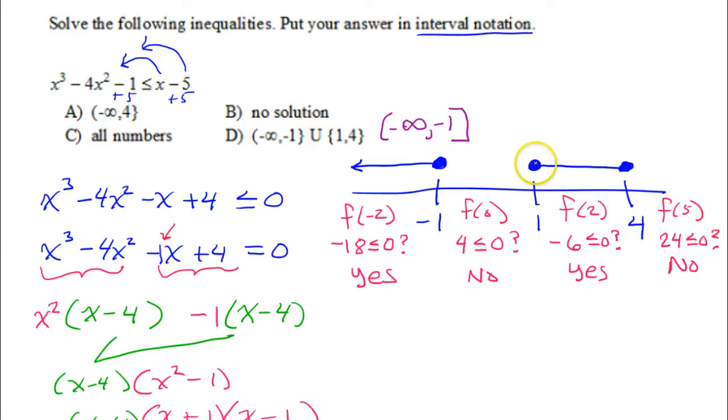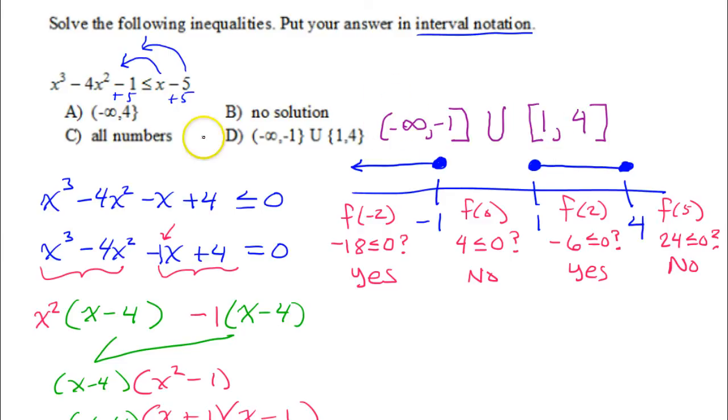Now this interval is from +1 to 4. So it's from +1 to 4. And we should use square brackets on both sides. Closed circle, closed circle. When you have 2 intervals like this, you should use a union symbol to connect them.